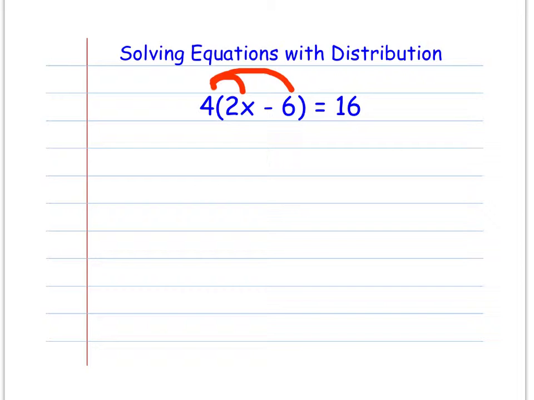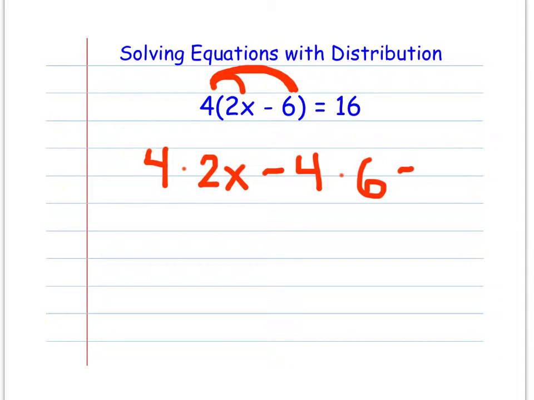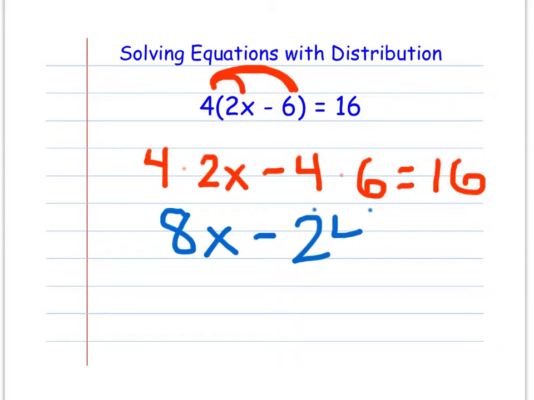That shows we're going to take the 4 times the 2x, and we're going to just drop that subtraction symbol down, and then the 4 times the 6, which still equals 16. So if I take 4 times 2x, that's going to give me 8x. Still keep that subtraction symbol in. And the 4 times the 6 is going to give me 24.